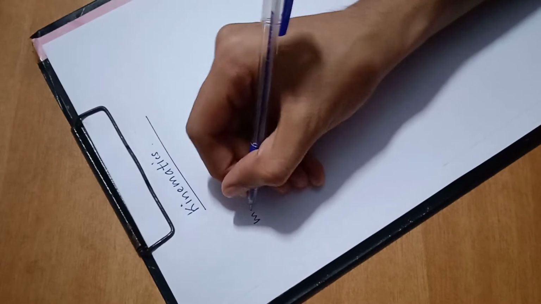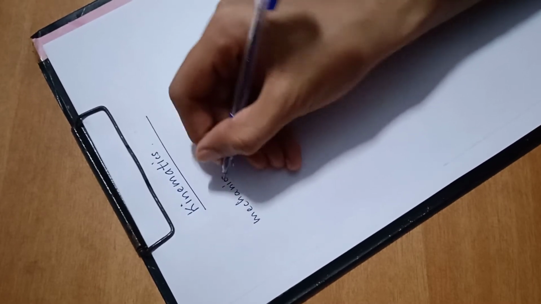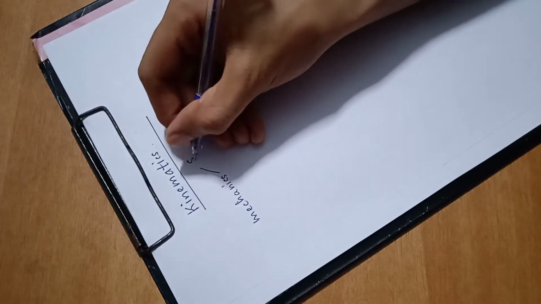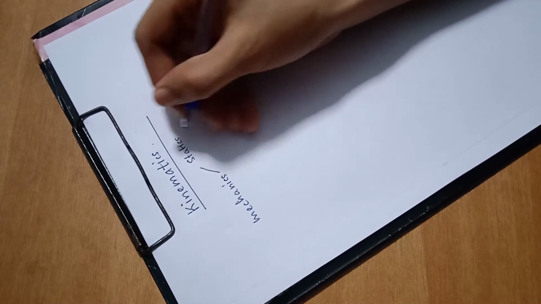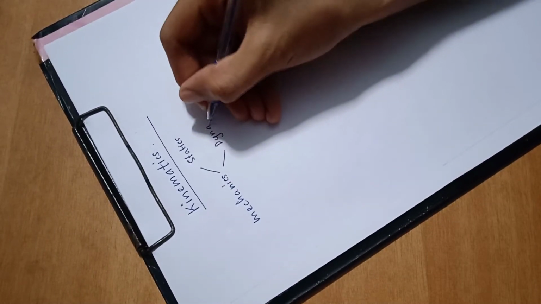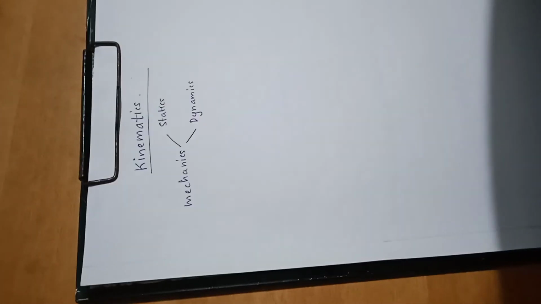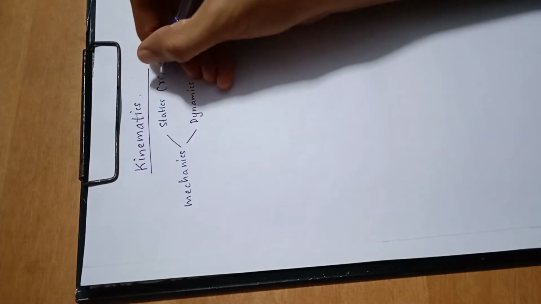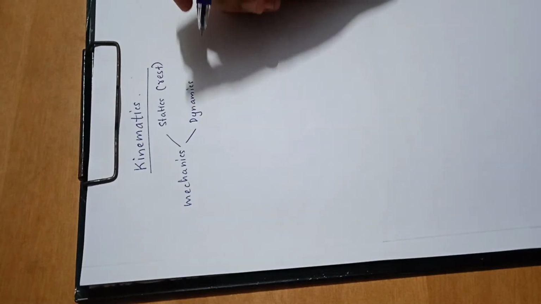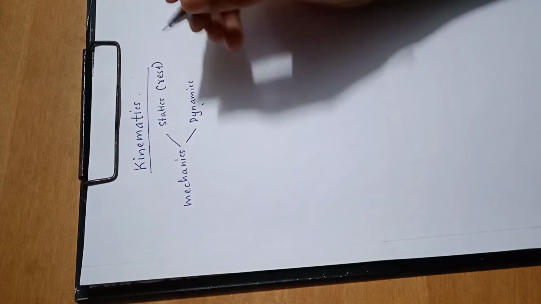So mechanics is classified into two, that is statics and dynamics. Statics is the branch of physics which is about studying the motion of a body or force on a body which is at rest, and dynamics is the branch which deals with the motion of a body, or it's mainly considered the motion.